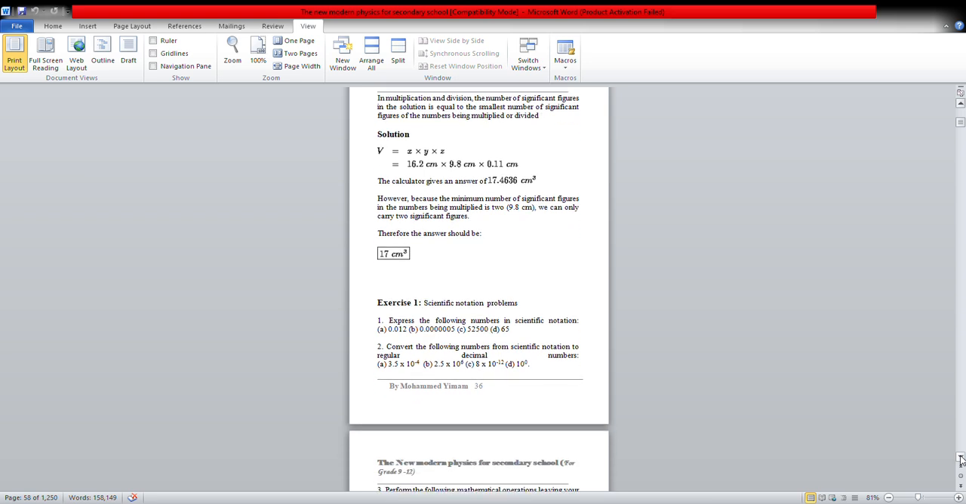So we saw these exercises, and be ready to solve problems for chapter 2 next time.